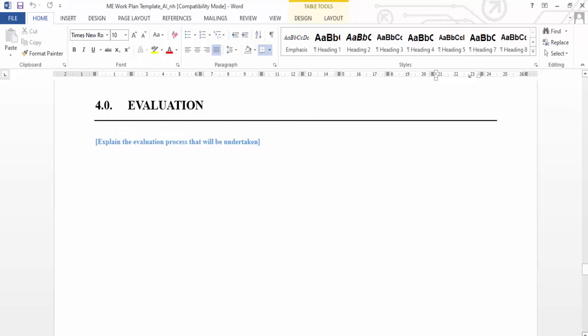The evaluation component is critical, guys, because that's where the continuous learning and improvement comes in. What do we mean by evaluation? We are simply saying, how are we going to do the assessment of our project's success or failure? So you explain clearly how this is going to be done.